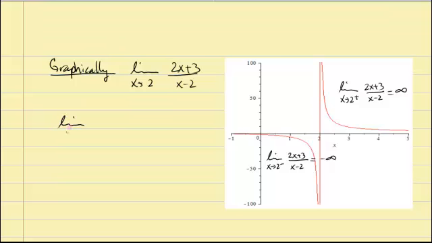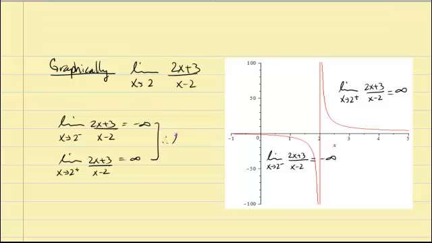So the limit as x approaches 2 from the left is equal to negative infinity. The limit as x approaches 2 from the right is equal to positive infinity. Therefore, the overall limit as x approaches 2 of this function does not exist because, again, the limit from the right does not equal the limit from the left, so the overall limit does not exist. So we can verify that numerically like we did up above, or graphically like we did here.